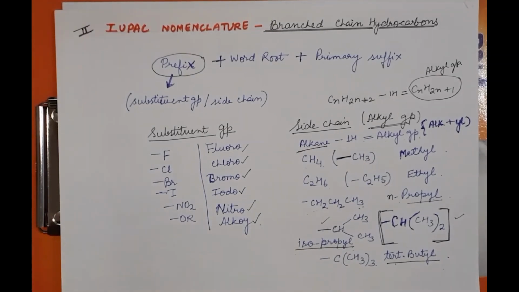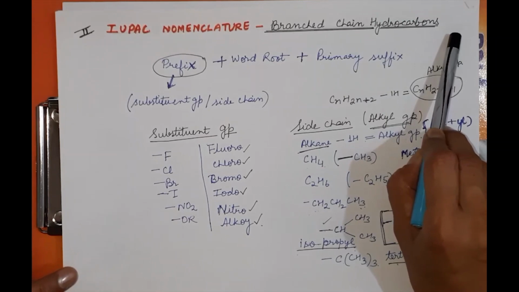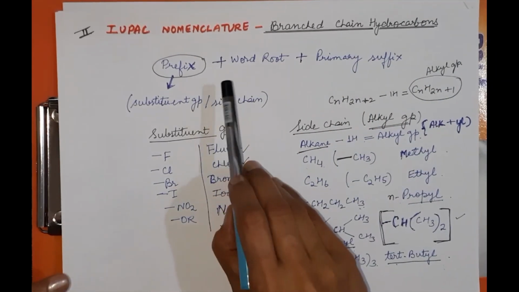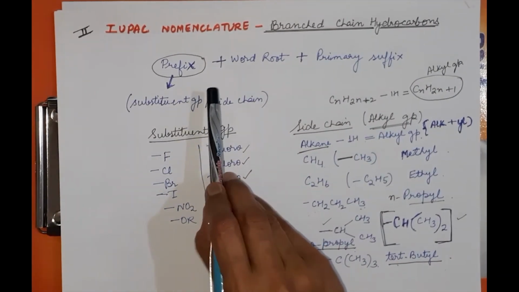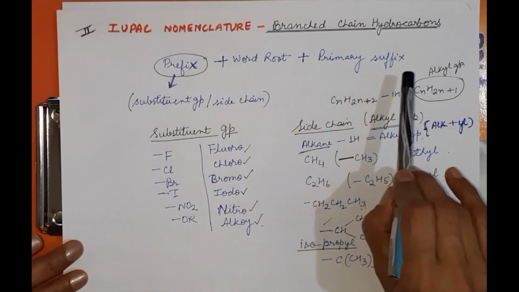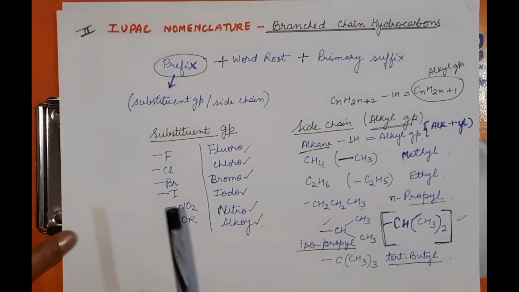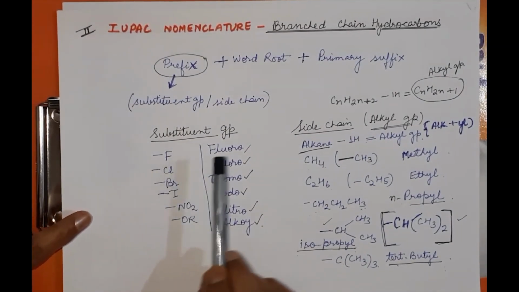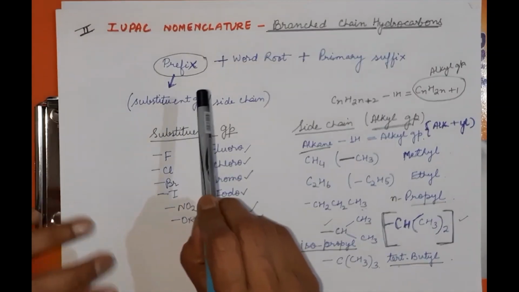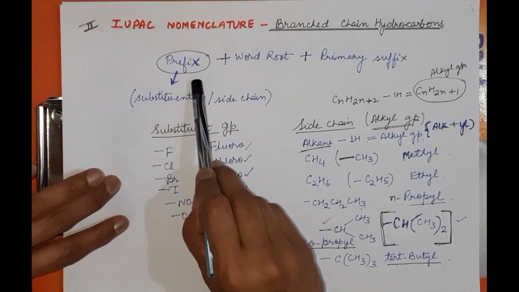So hello students, in this video I will cover the IUPAC nomenclature in case of branched chain hydrocarbons. Here in the general formula we will have prefix plus word root plus primary suffix. Because we have the side chain or substituent group added to the parent chain, the prefix is added just before the word root.